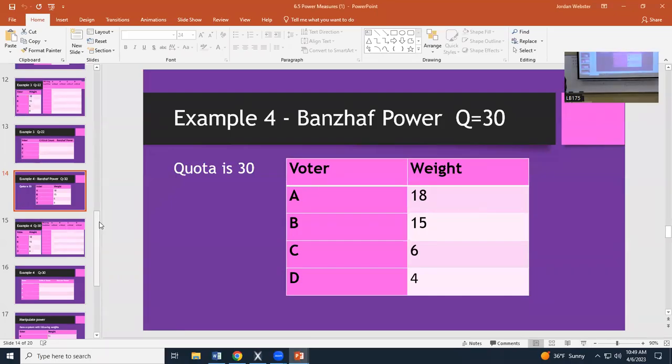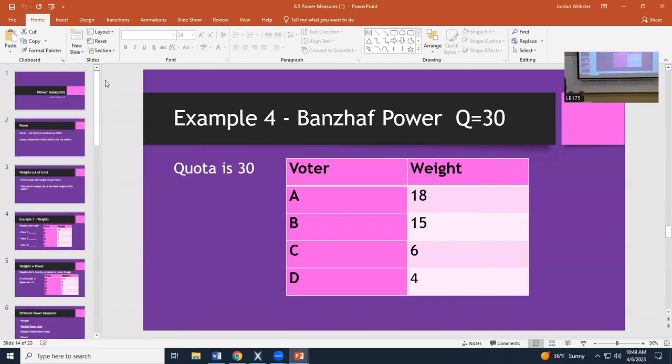And so that's the end of the power measures section. That is 6.5.